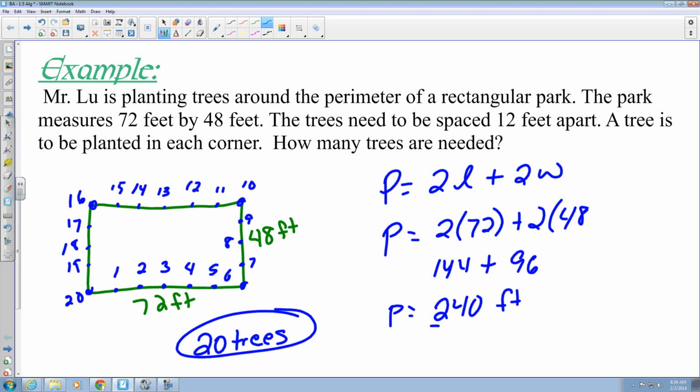So I take that perimeter and I divide it by 12 because I know that each tree needs to be 12 feet apart. Divide that by 12 and you get 20 trees. Two different strategies. Both of them work just fine and both got me the same result. Okay?